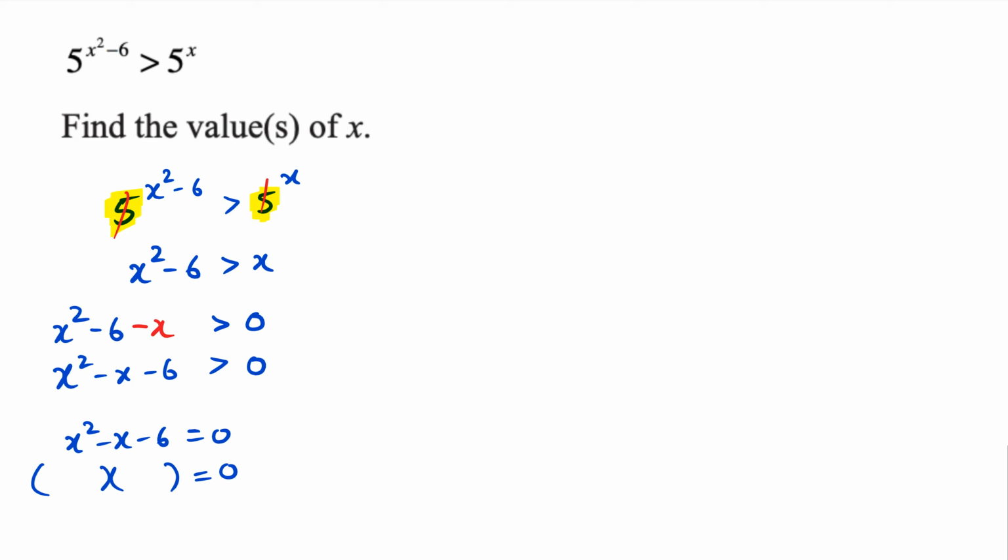which means I'm looking for two numbers that multiply to negative 6 and add up to negative 1. It's going to be negative 3 and plus 2. So I can say x minus 3 equals 0 or x plus 2 equals 0. Now in the first case, I've got x equals 3. And in the second case, I've got x equals negative 2.